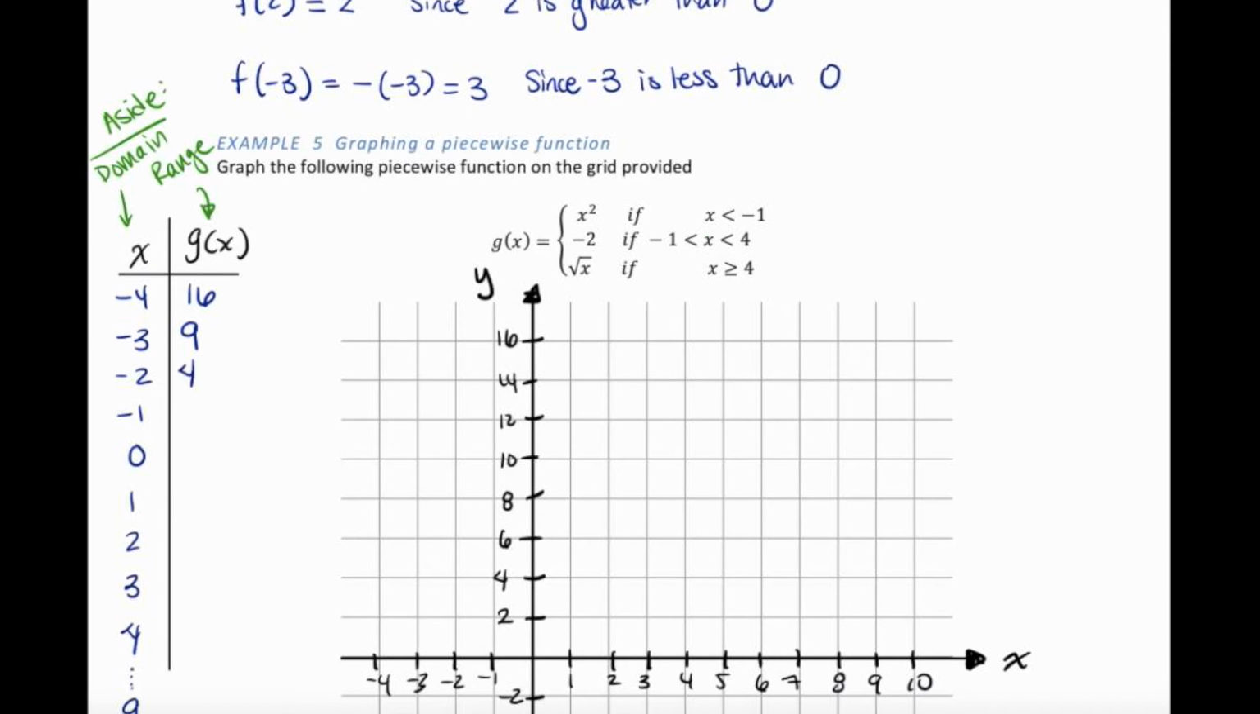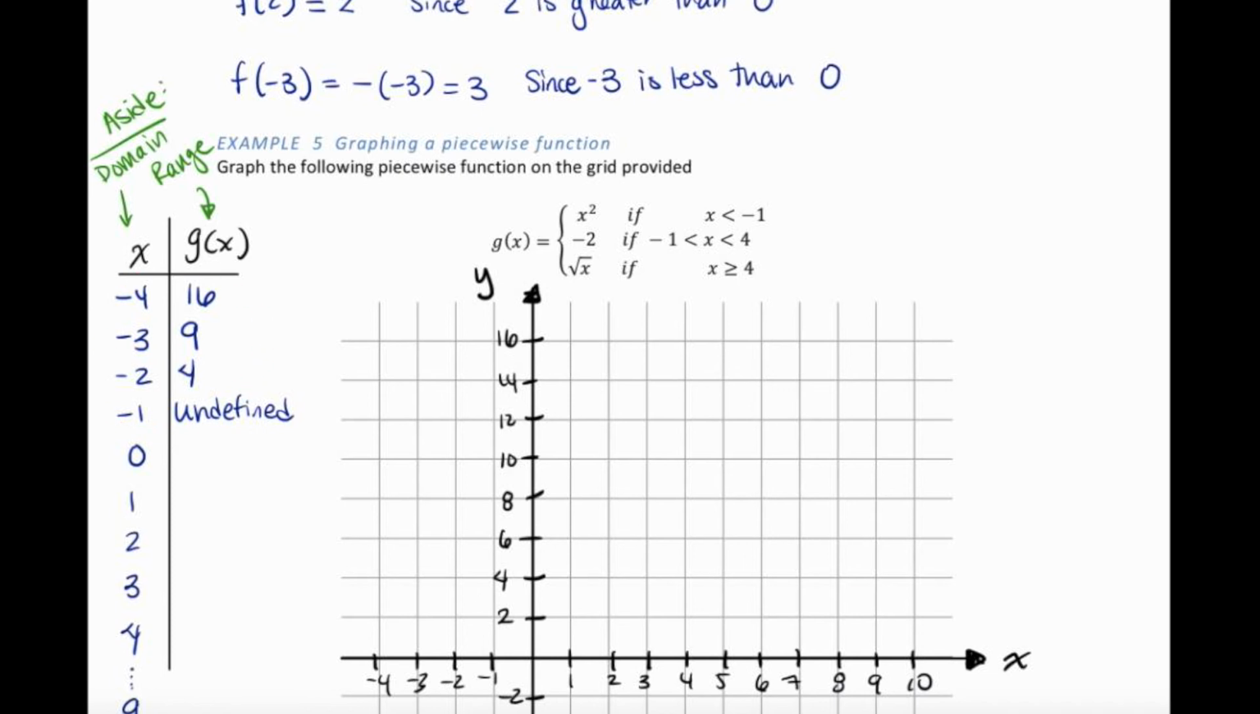Now what about negative 1? Negative 1 is not less than negative 1, it's equal to negative 1. And negative 1 is not greater than negative 1. So this is actually an undefined output, since negative 1 does not fall into either of these categories. When we draw our graph for this section, we're going to have an open dot in a couple places.